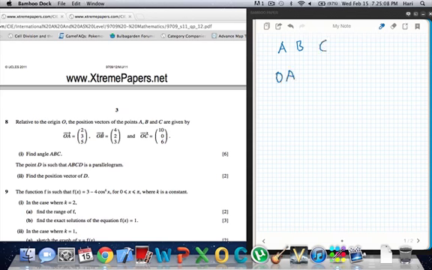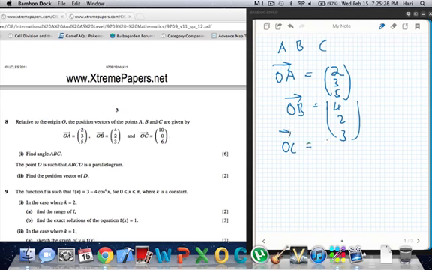by OA. This is vector notation, this arrow above here, is (2, 3, 5). OB is (4, 2, 3). And OC is equal to (10, 0, 6). This is a 10.